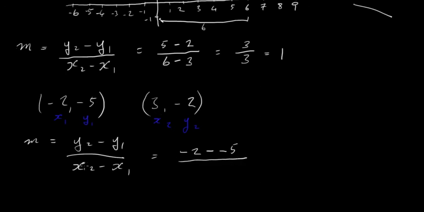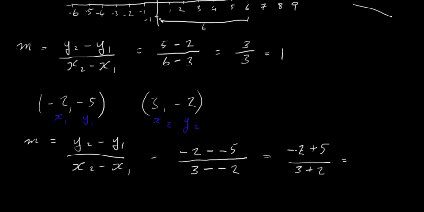Divide that by x2. Our x2 is 3. Write down this minus here. And then write down our x1. Our x1 is minus 2, so we'll write down minus 2 here as well. Let's just simplify that. We have minus 2 minus minus 5. Minus minus is actually plus. So if we subtract a minus, we're actually adding the positive number. So minus 2 plus 5 is what we end up with here. And then on the bottom again, we've got a minus minus, which is a plus. So we end up with 3 plus 2.